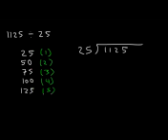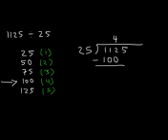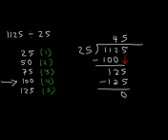So 125 exceeds 112. But 100 is less than 112. So therefore, 25 goes into 112 4 times. And 25 times 4 is 100. And now we need to subtract. 112 minus 100 is 12. And now let's bring down the 5. And we know that 25 goes into 125 exactly 5 times. So the remainder is 0. So 1125 divided by 25 is 45. That's the answer.